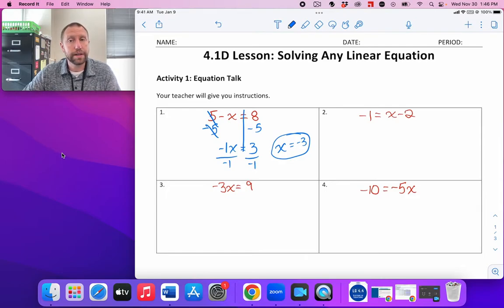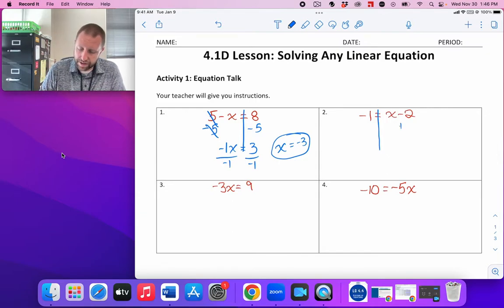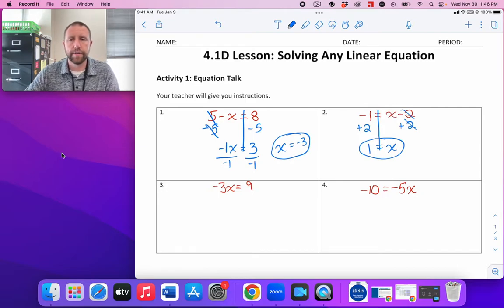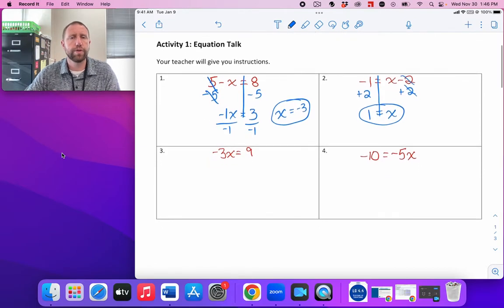For number 2, again, I see the x, it has a number with it that's not an x, that minus 2. So do the opposite. Get rid of that minus 2 by adding 2 to both sides. Okay, I do it to both sides to keep the equation balanced. That minus 2 and that plus 2 go to 0, and it's just x on the right-hand side. But what about the left-hand side? I've got negative 1 plus 2. And if I do that, negative 1 plus 2, I get 1 for this one. Okay, so we're just going through our strategies of how we get x by itself.